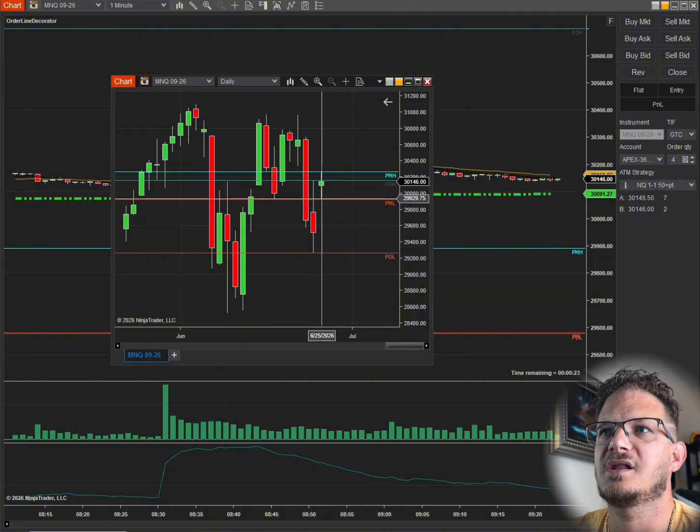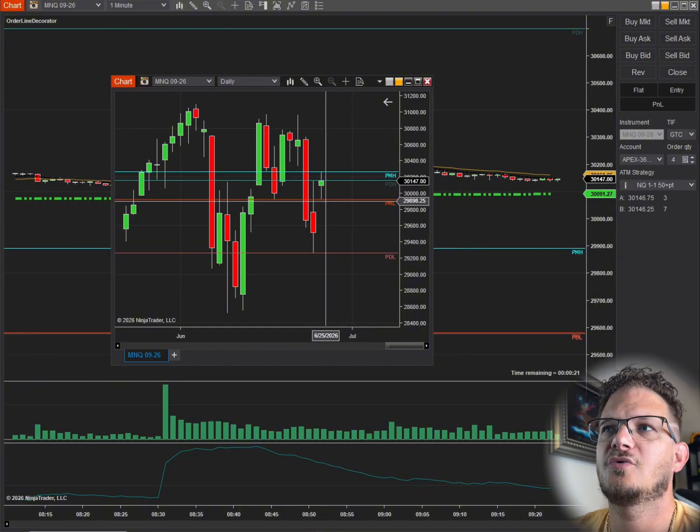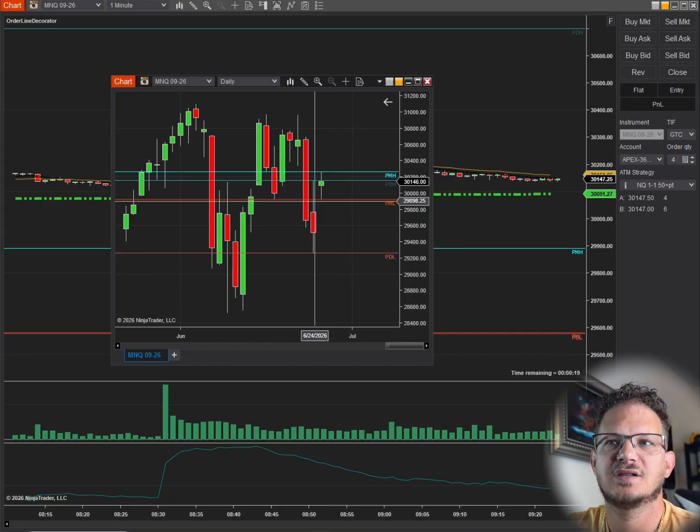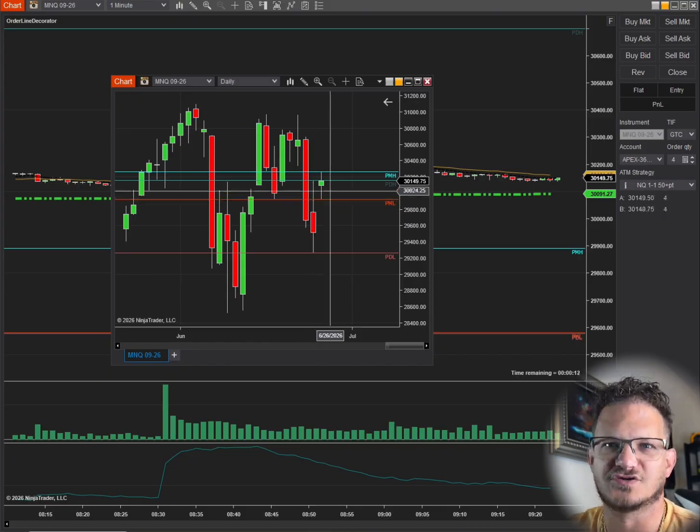When I'm in a trade, I'm looking for prior day low, prior day high, pre-market low, and pre-market high to be resistance or support zones when we get there. There are other zones I look at as well, but these are the first four that I put in.